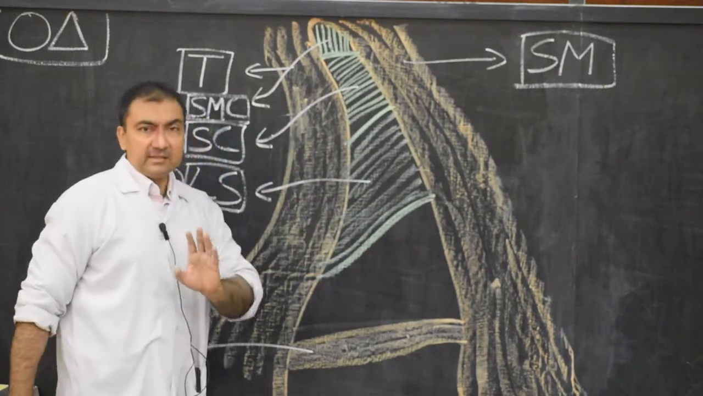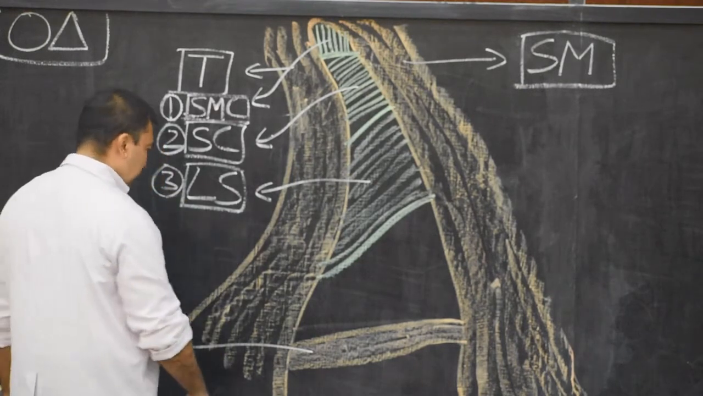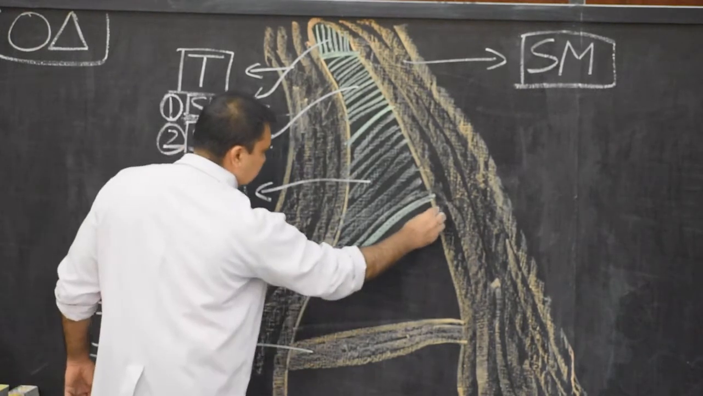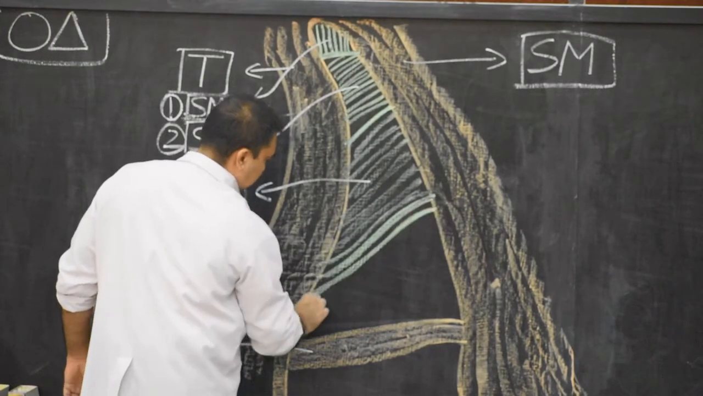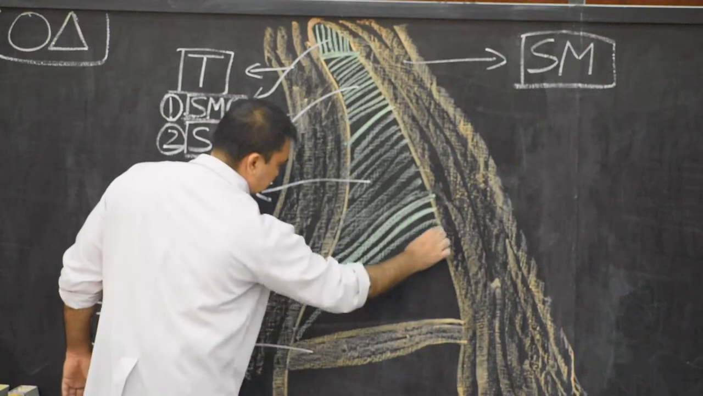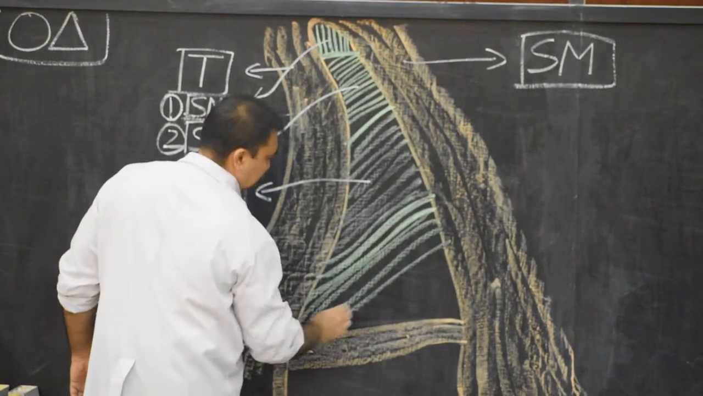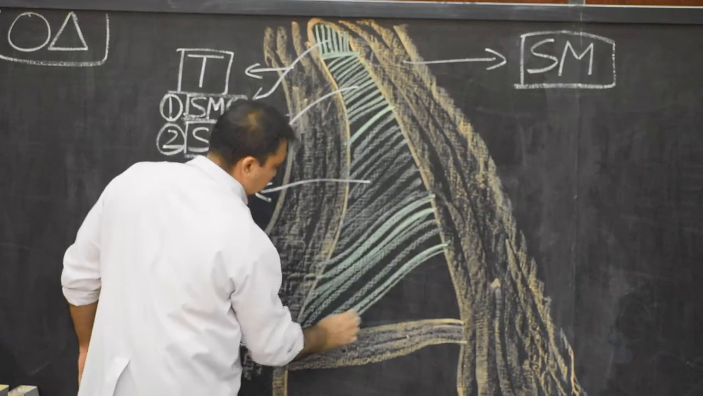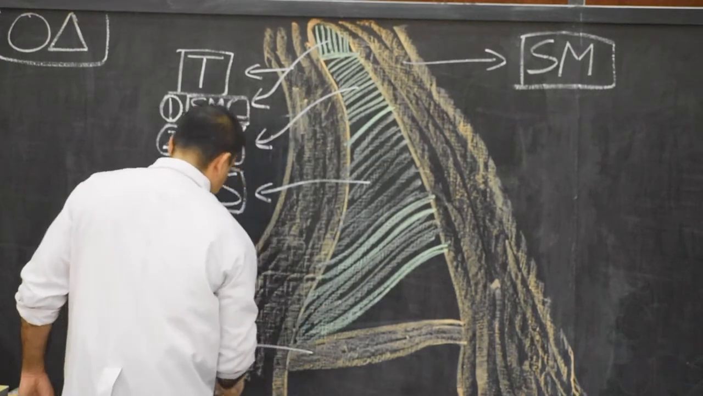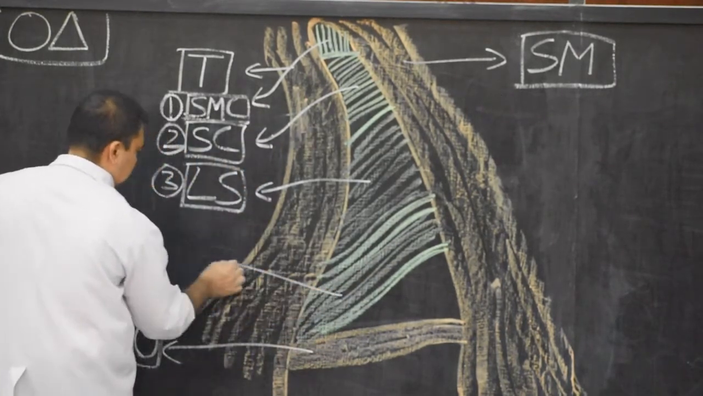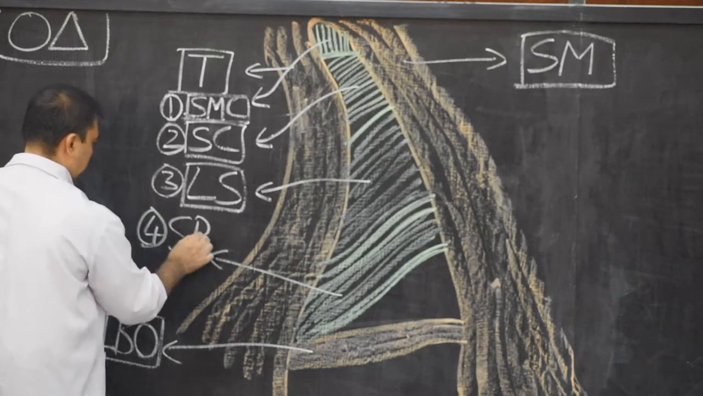Then comes scalenus posterior. So we are going to draw the scalenus posterior muscle. This scalenus posterior muscle we are going to draw in this way. This is scalenus posterior here, and we are going to mark this muscle as number 4, scalenus posterior.